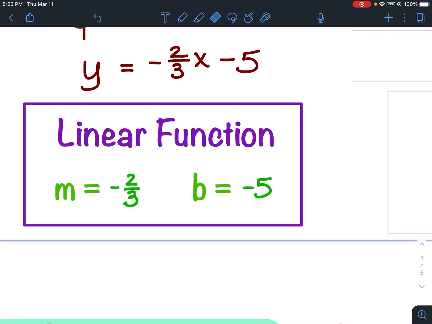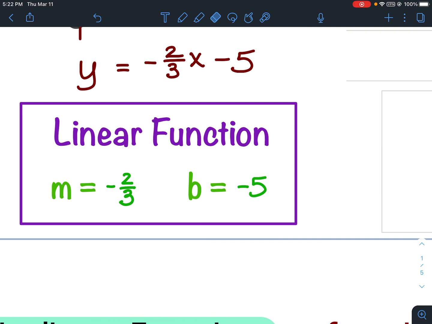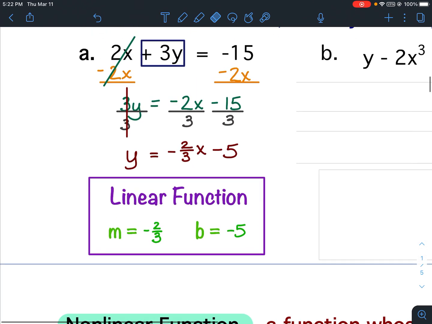So again, y equals negative 2/3 x minus 5 is a linear equation with the slope of negative 2/3 and the y-intercept of negative 5. Pause your video, make sure you have everything written down.